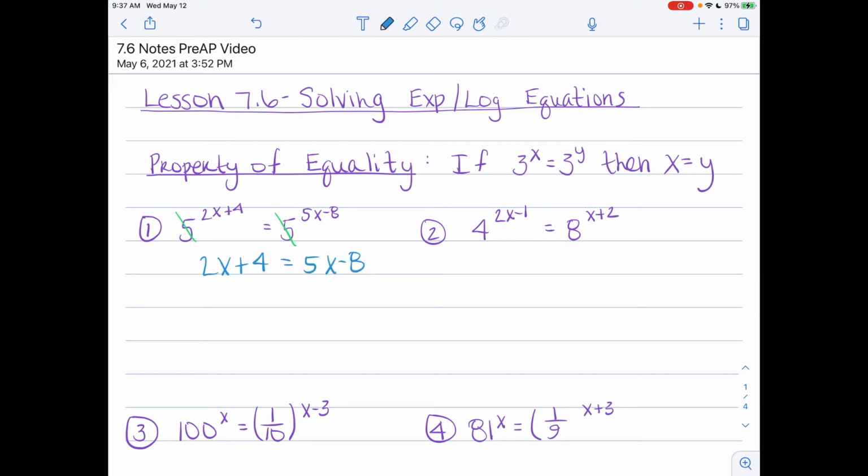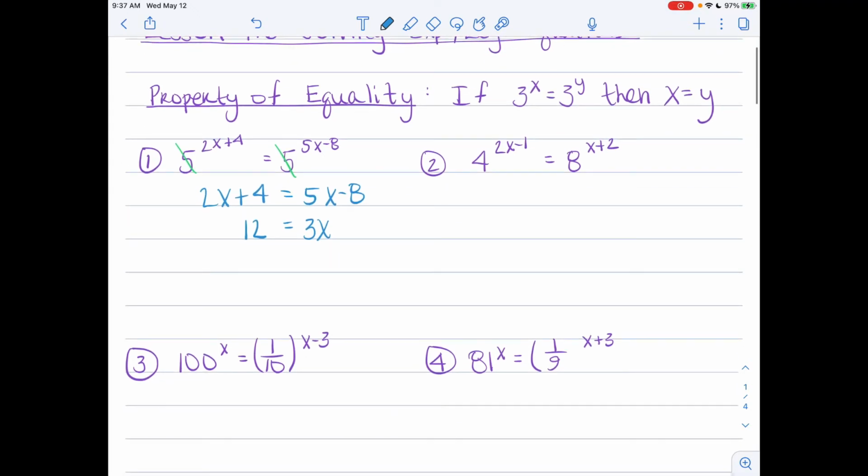I'm going to move the 2x over here and the negative 8 over here. In other words, I want to get all of my variables on one side, so I'm going to move the 2x over by subtracting it, leaving me with 3x. I'm going to take the negative 8 and move it to the left by adding, and that'll give me 12. And then I can solve for x by just dividing by 3, and x is equal to 4.